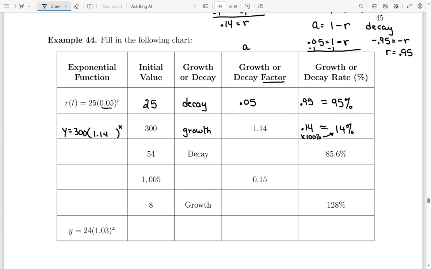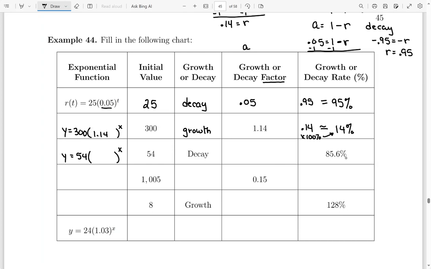On this third part here, I know the initial value. Notice you're either told what the initial value is or you're given the equation. So the initial value has to be somewhere in the problem. So our initial value of 54, it's a decay. So I know that whatever I put in here is going to be less than 1, but I'm not told the factor. This time I'm told the rate.